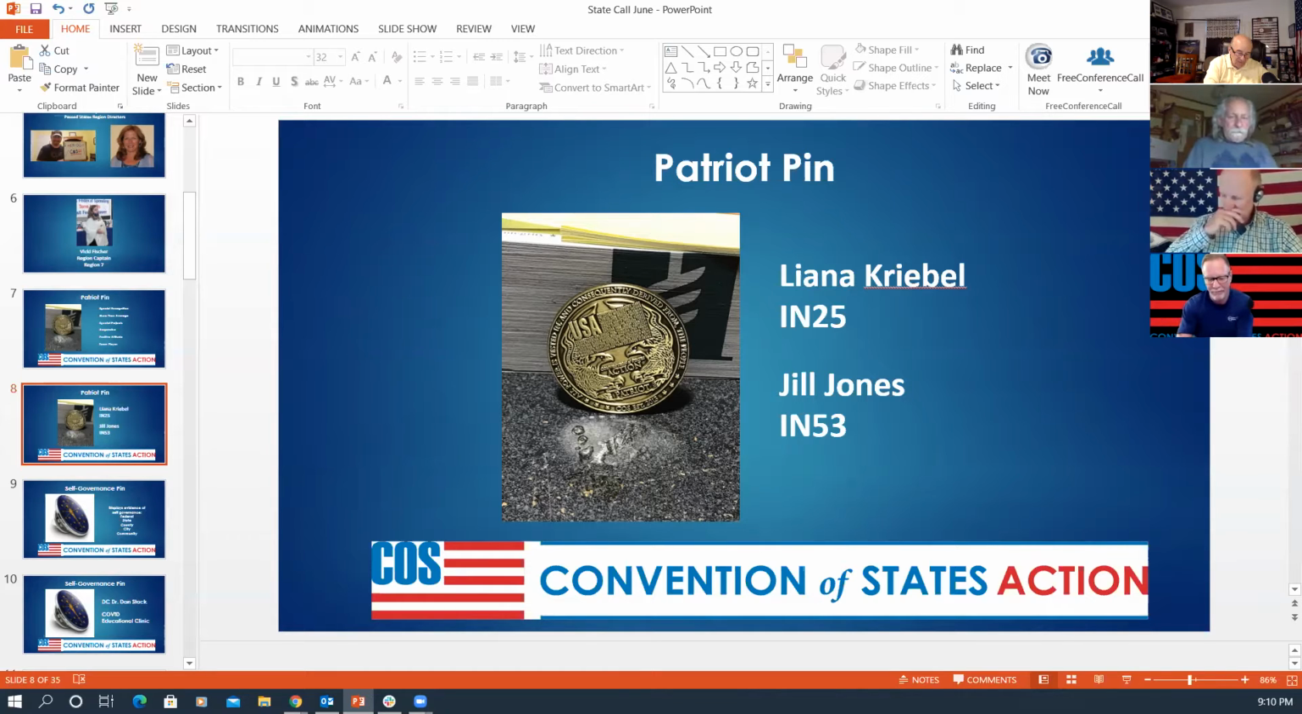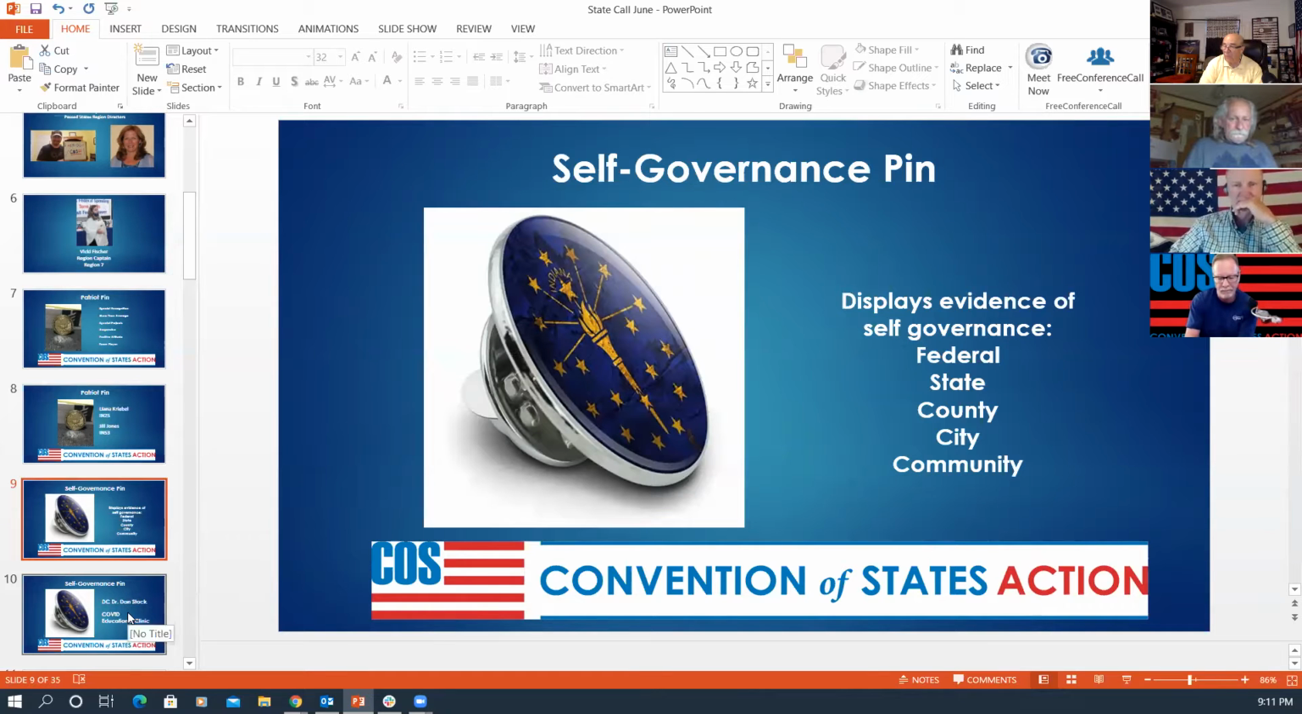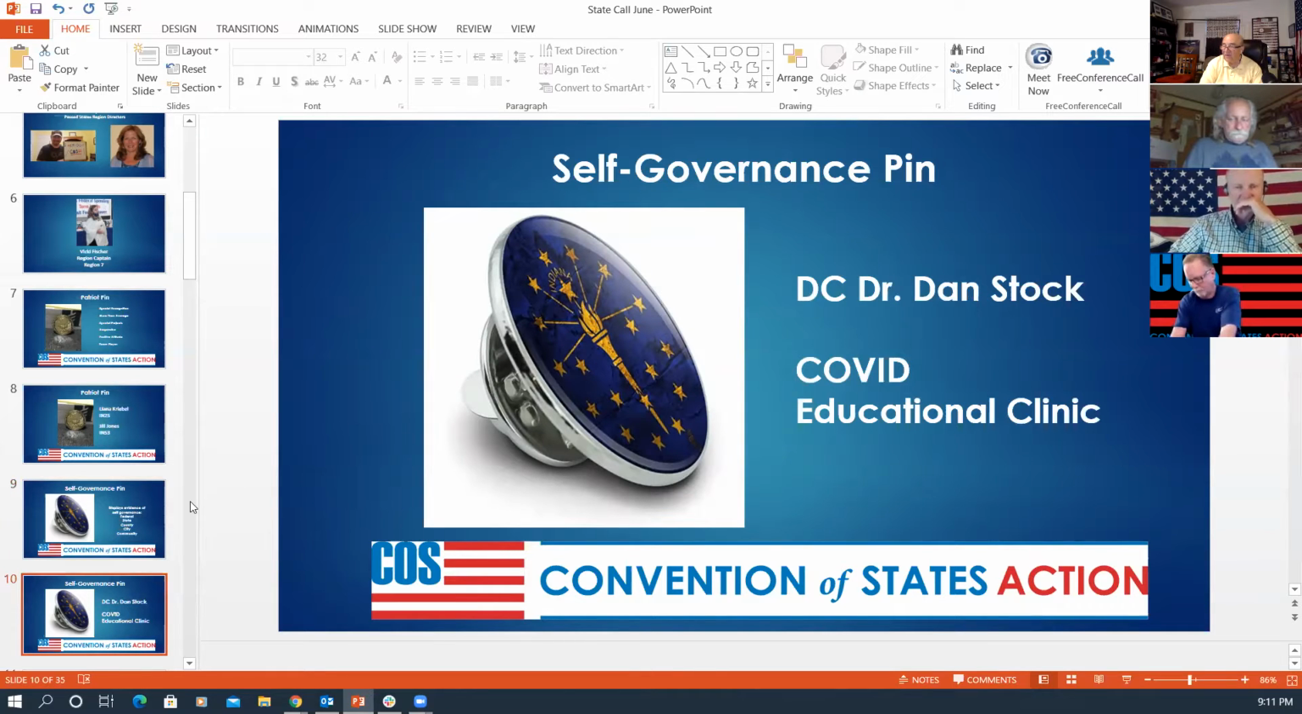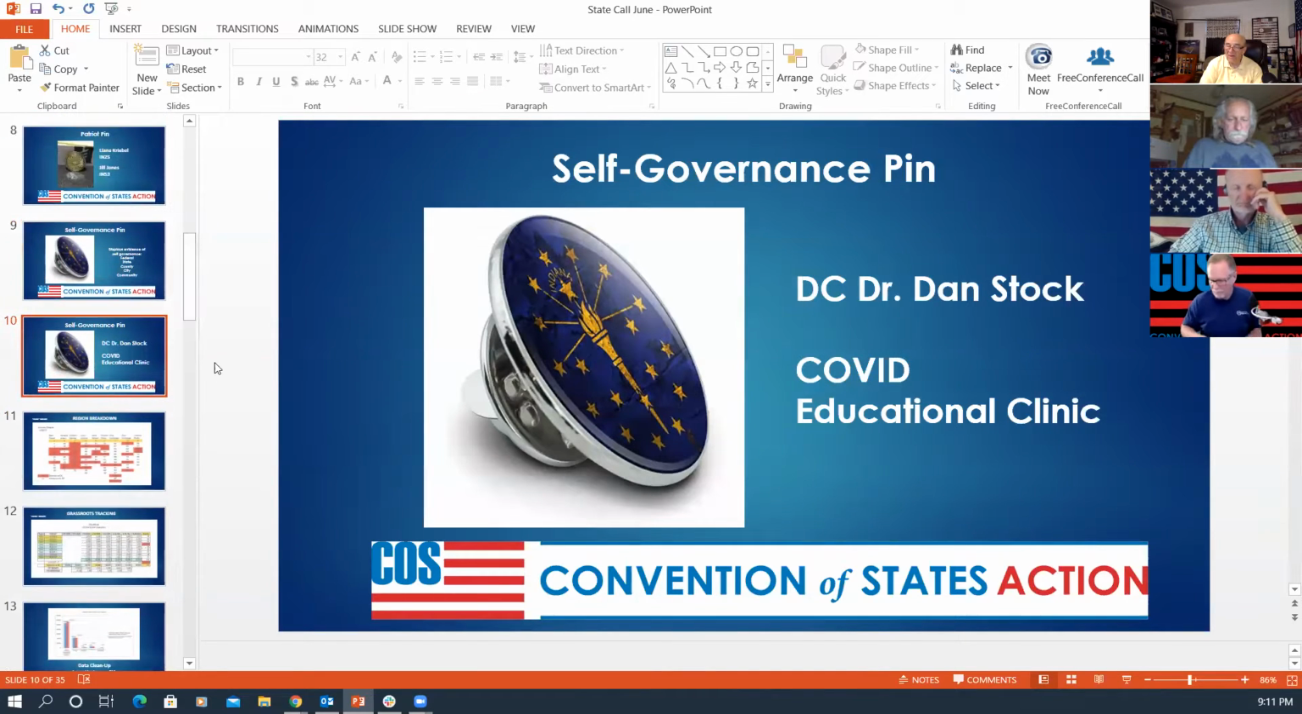Now, if it was a self-governance pin or something like that, it'd be a different tale. But when it comes to the self-governance pin, we had decided that we were going to give Dan Stock a self-governance pin, and I have already updated this. So I think we had all decided to do that at our last meeting. Okay, good. All right.